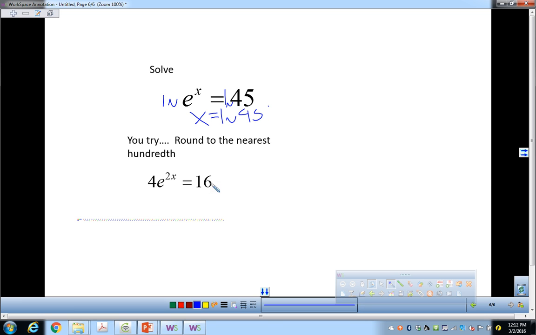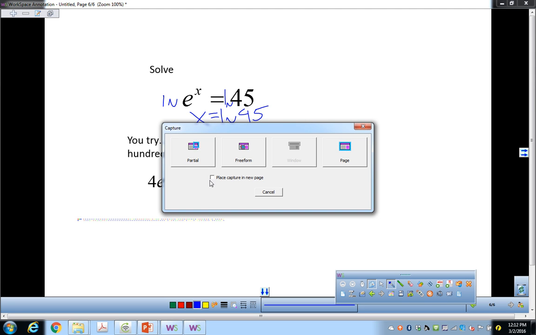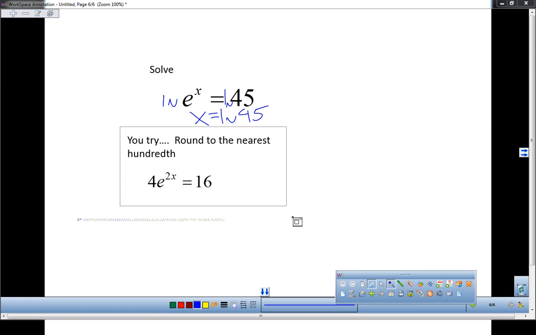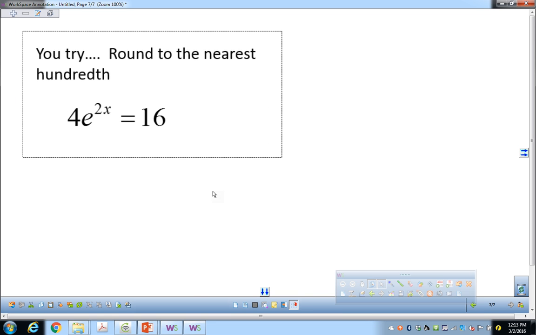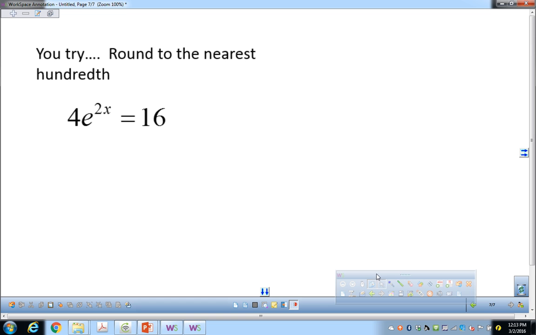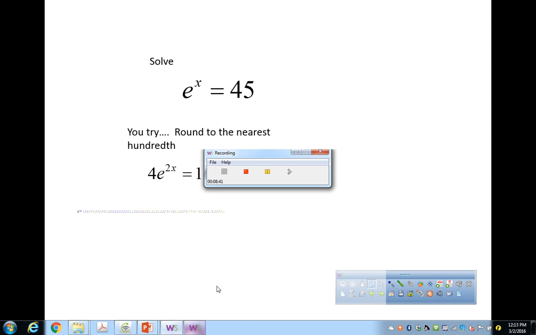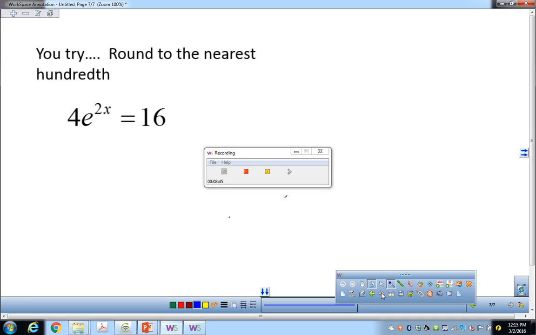Okay, you guys want to try this one? This one looks hard, but it's not very hard. Leave your answer in terms of a logarithm, okay? It says round to the nearest hundredth, but why don't you just leave your answer in terms of a logarithm, okay? Ready, set, go. We'll ask him to give you guys some charity points, okay?